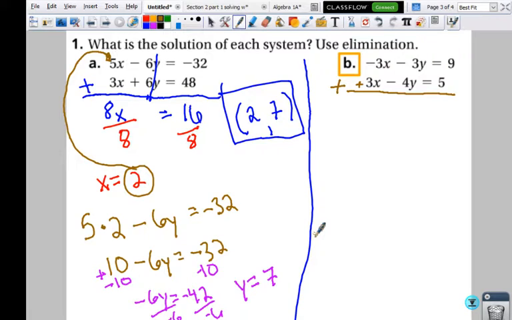Alright, so step 2, add straight down. Add straight down. This one's a little confusing there, cowboy.